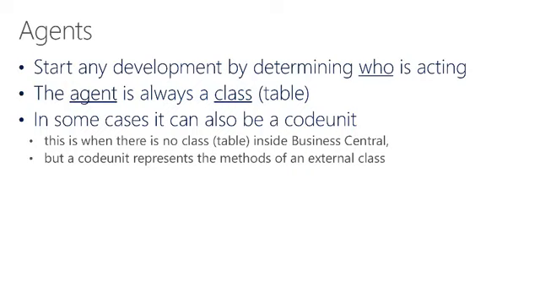In some cases, it can also be a code unit, but that's only when there's no table inside of Business Central, but a code unit represents the methods of an external class. So this hardly ever happens. Most of the time, we're talking about tables.